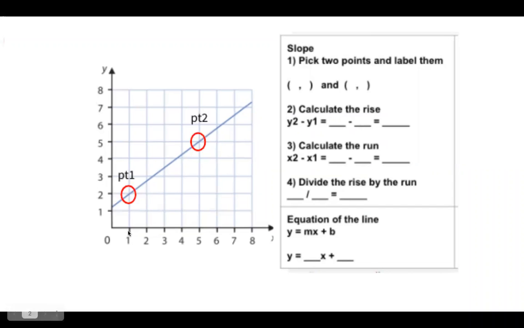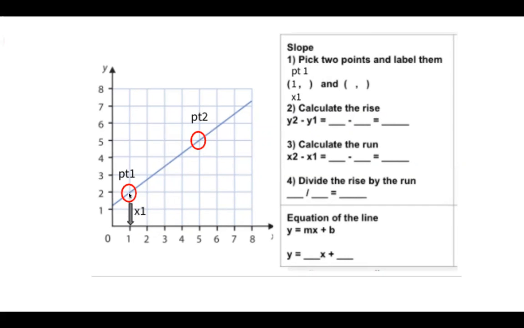So here's 2 points. These points are nice to pick because they fall across grid lines. So for example, a point right here would not be nice to pick because it doesn't fall nicely across a grid line on the y-axis, so it's not easy to read. But these two fall perfectly across grid lines, and I've labeled this one point 1 and point 2.